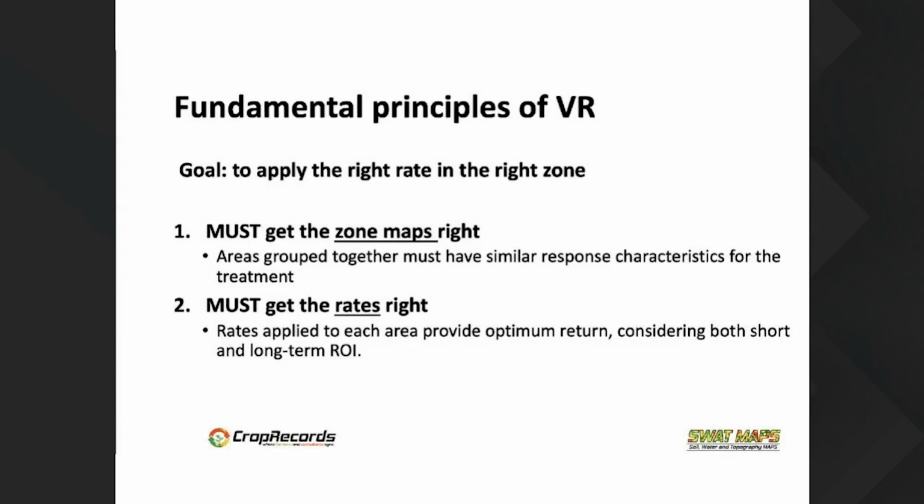But regardless of what you're applying and even how you're applying it, we always see there's two fundamental things you really have to get right for this to be successful. And when I mean be successful, I mean provide an ROI at the farm level, to the farm. Okay. And the number one thing is you got to get the management zones right, which means you have to group areas together that have similar response characteristics for the treatment you're talking about.